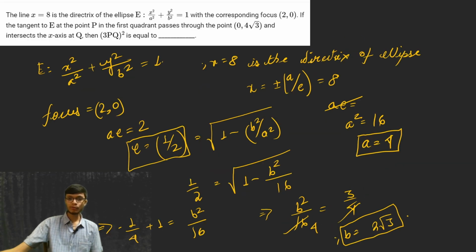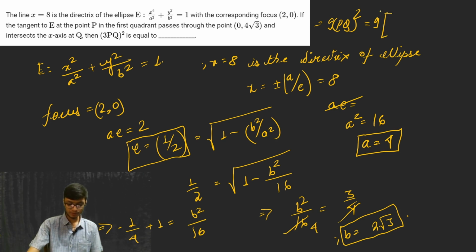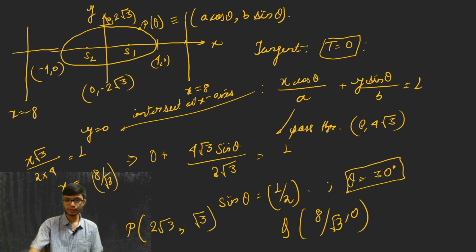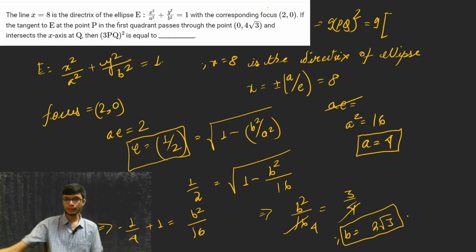Now our task will be to find the value of 9 PQ square. Okay, so what is the value? Now PQ is basically the distance between the 2 points. So we know the distance between 2 points, where it will be 9 multiplied by, firstly take the difference. So if you take the difference, that is 8 by root 3 minus 2 root 3, and for the second one it is plus root 3. So this will be 8 by root 3 minus 2 root 3 whole square plus root 3 whole square, that will be 3, and whole multiplied by 9.